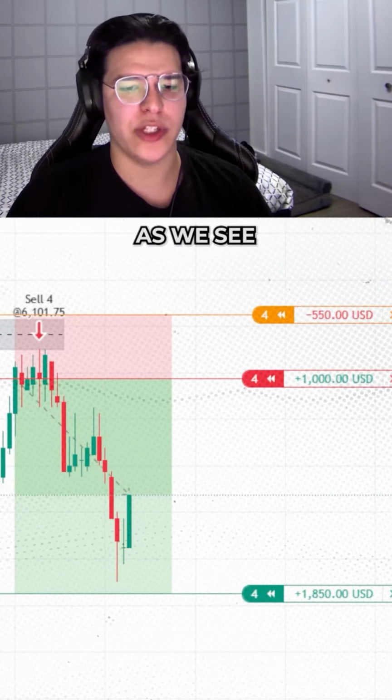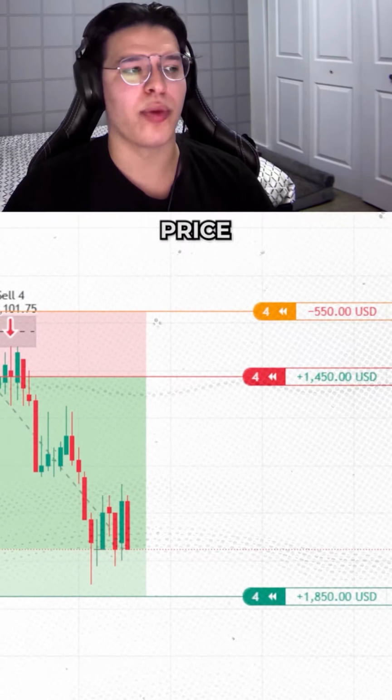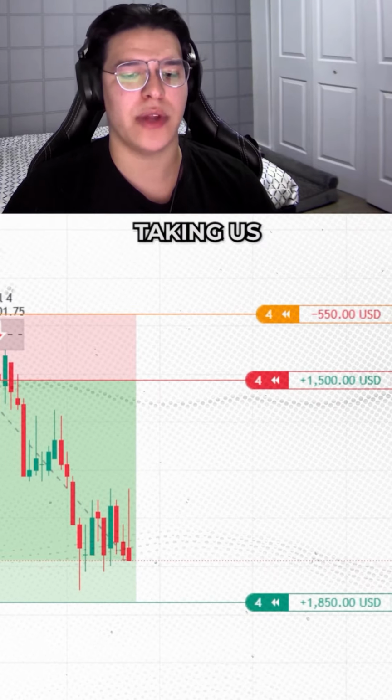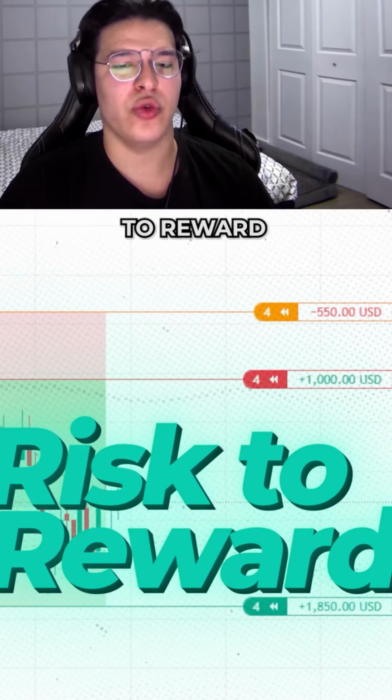And as we see, we get that nice move and continuation to the downside before price action ultimately ends up taking us out for that nice 1 to 3 risk to reward.